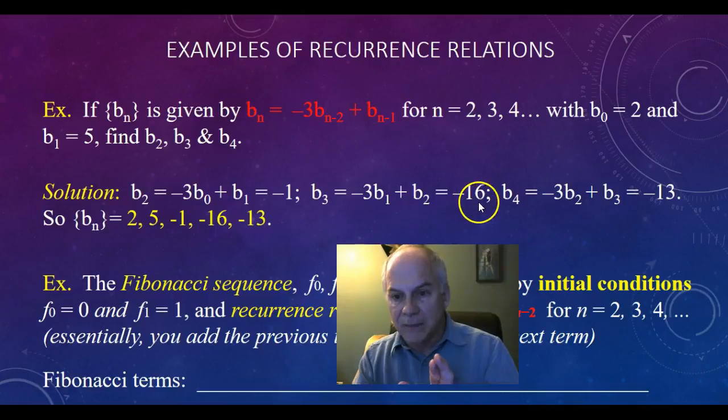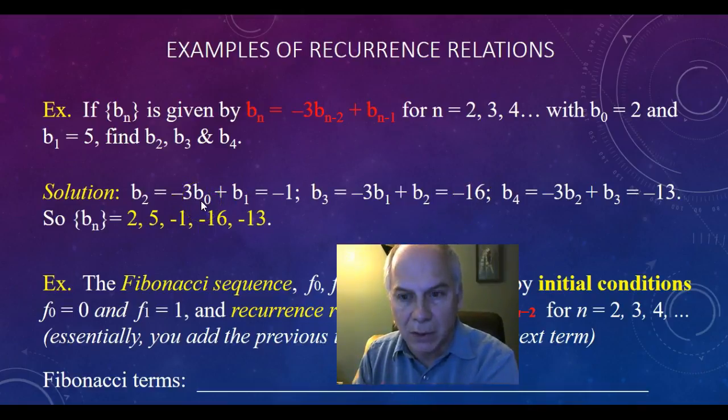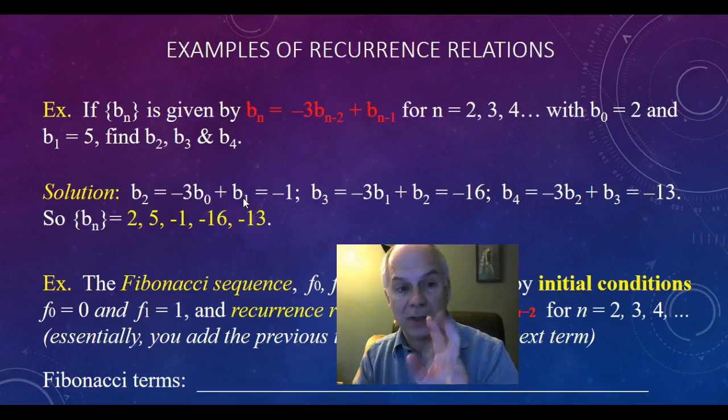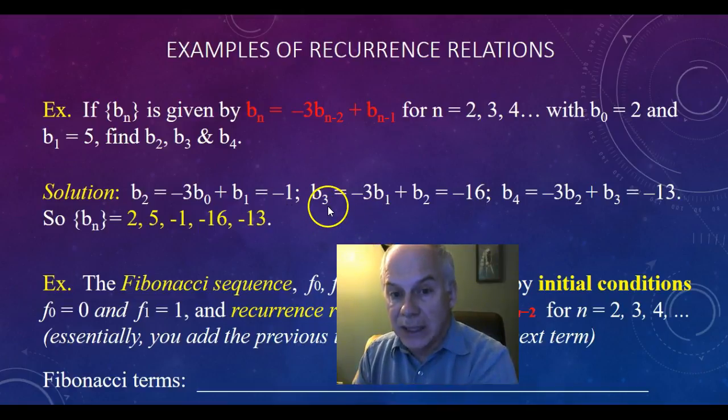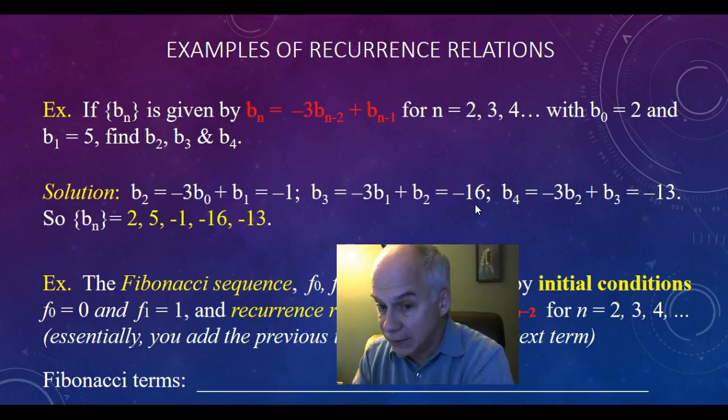So it's negative 3 times b sub 0, which was 2. So negative 3 times 2 is negative 6. Then I add negative 6 plus b sub 1. b sub 1 is 5. So negative 6 plus 5 is negative 1. For b sub 3, we plug in 3 into this, and so you get these subscripts, negative 3 times b sub 1 plus b sub 2. Well, b sub 1 was 5, and b sub 2 we just found was negative 1. So negative 3 times 5 is negative 15, plus negative 1 is negative 16.